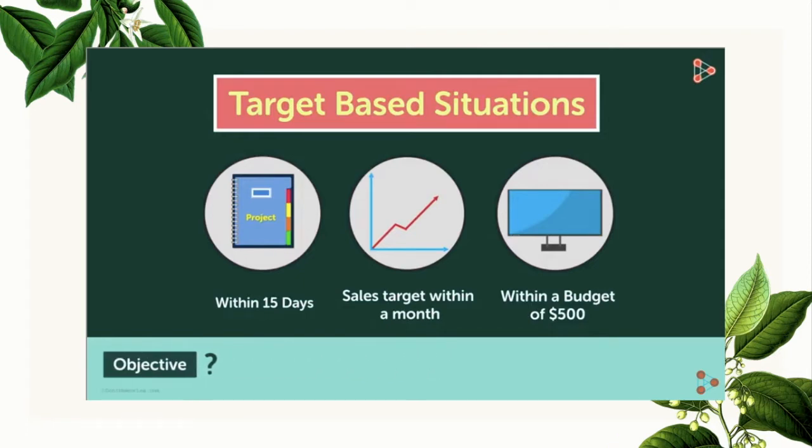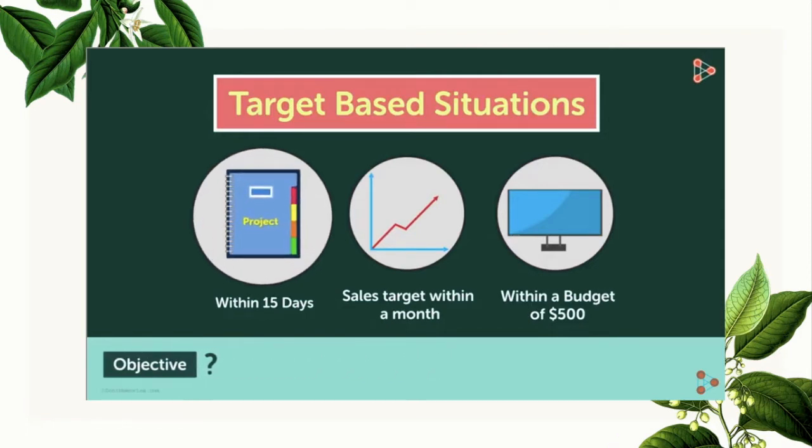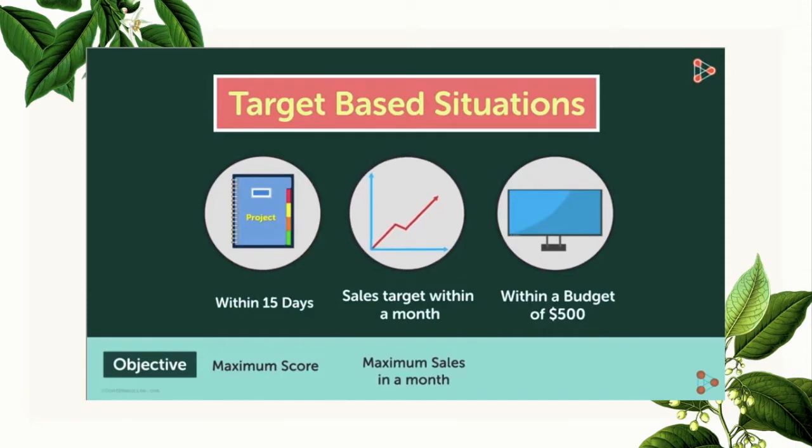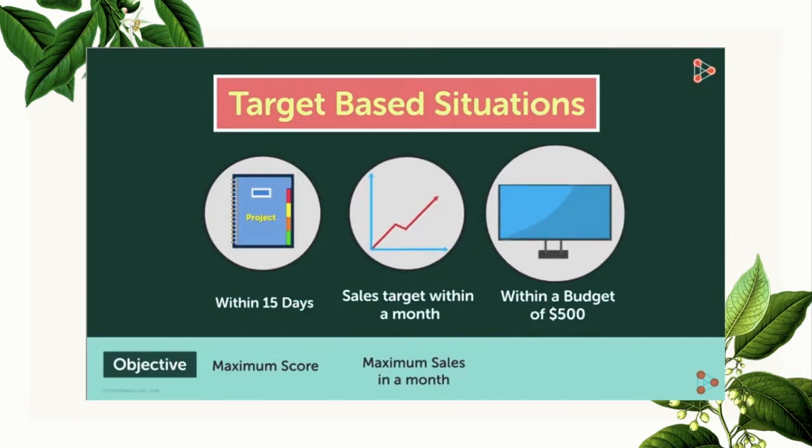What is the objective of the student in this case? Yes, she wants to achieve the maximum score in this project. Can you tell me the objective of a salesperson in this case? Yes, he would aim to achieve maximum possible sales in a month. What do you think would be the objective of the person buying a gadget? She would try to minimize the cost as much as possible. She'd buy a gadget that falls within her budget.